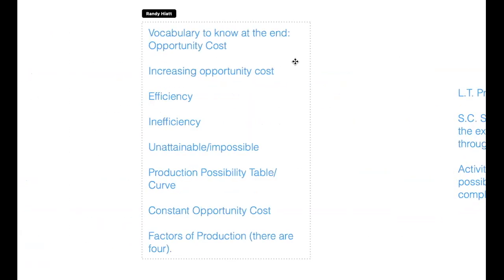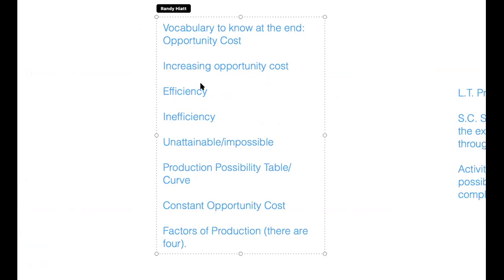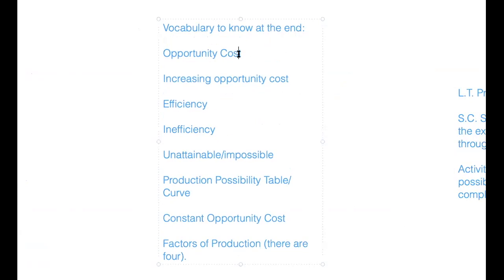So the vocabulary. The first piece of the vocabulary you're going to need is opportunity cost. That's also trade-offs, as we mentioned them throughout this. You also need to go over increasing opportunity cost, which turns into marginal return. We also want to look at efficiency, inefficiency, and unattainable or impossible as points on a graph. What is the production possibility table and or curve? And constant opportunity cost, as well as factors of production, which there are four.